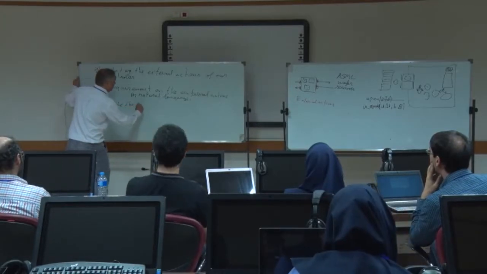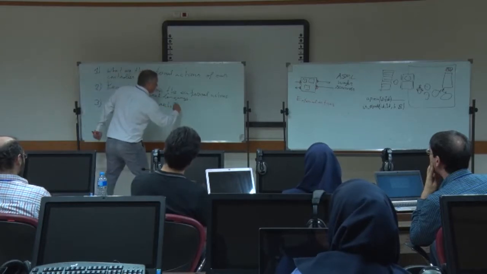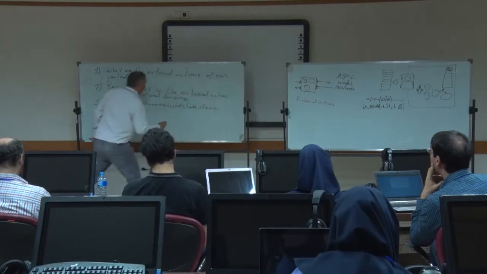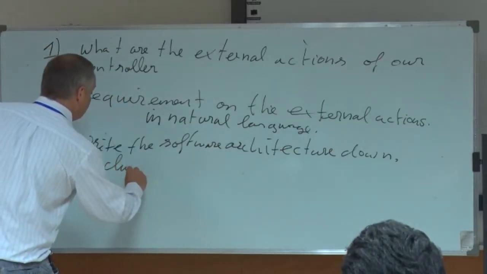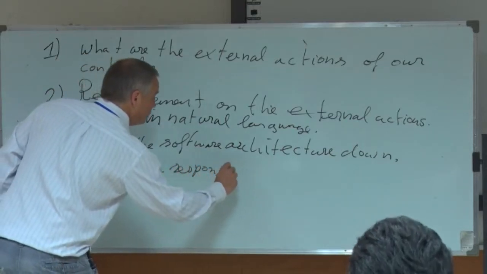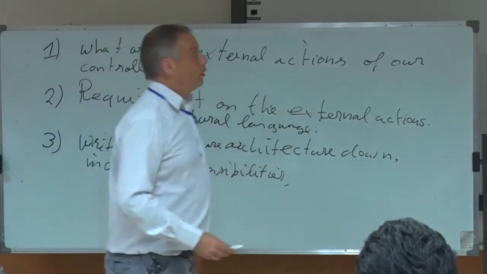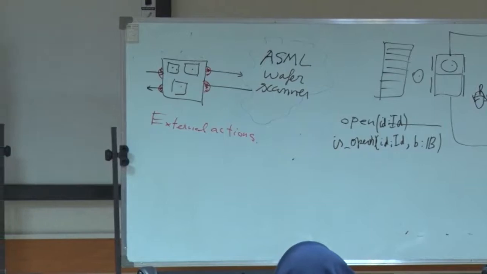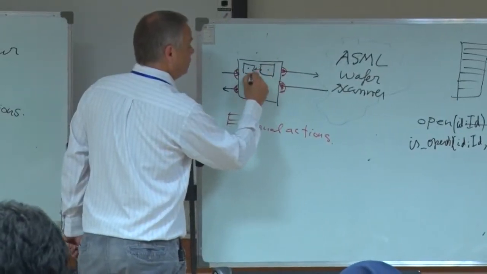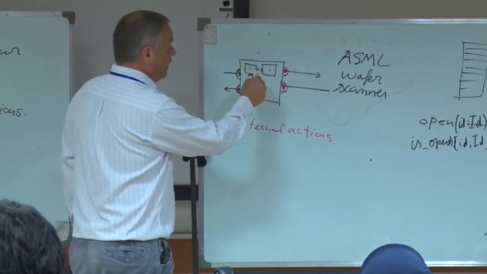Write the software architecture down, including responsibilities of each component. So the responsibilities of all the components and the interactions, how they communicate internally. So they simply also communicate with actions, so we can name these actions.